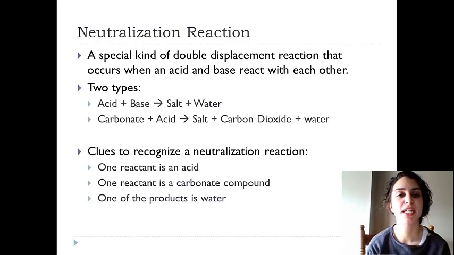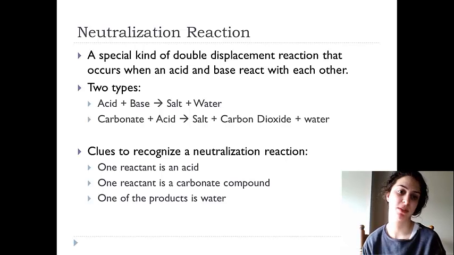The second type is when you have a carbonate and an acid as the reactants, where a carbonate is a compound that contains the polyatomic ion CO3. These two reactants will produce a salt again, plus carbon dioxide and water. So those are the two basic forms.